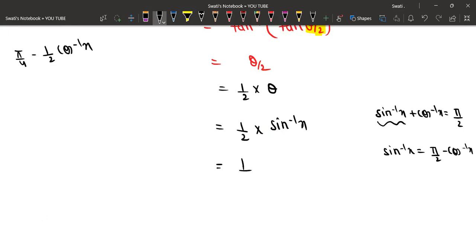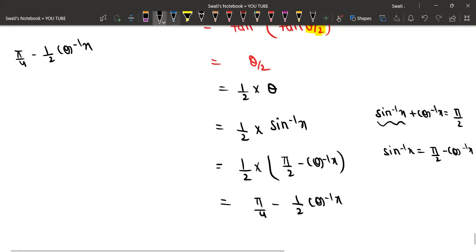So I can write down this as half times, at the place of sine inverse x, pi by 2 minus cos inverse x. And now if you simplify this, half into pi by 2 is pi by 4, and then half into cos inverse x is half cos inverse x. And you can see that this is nothing but your RHS, hence proved.